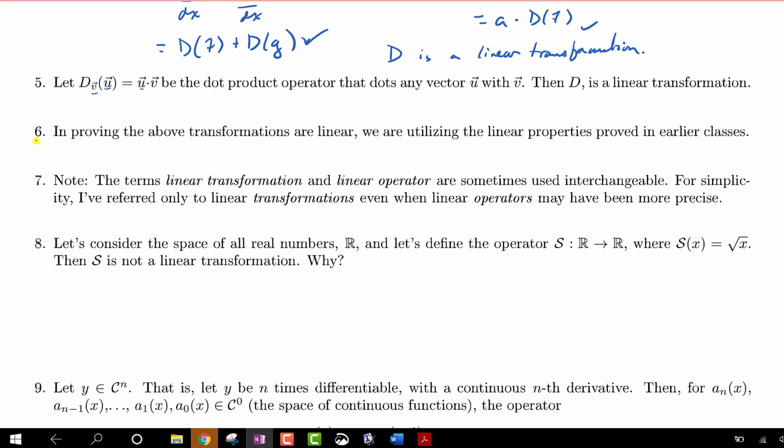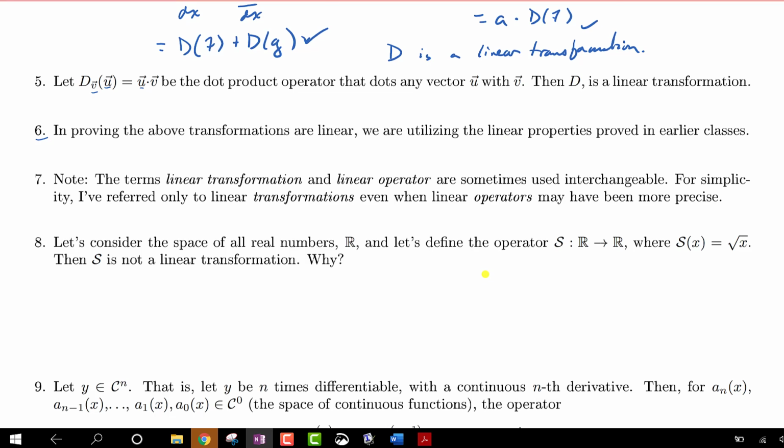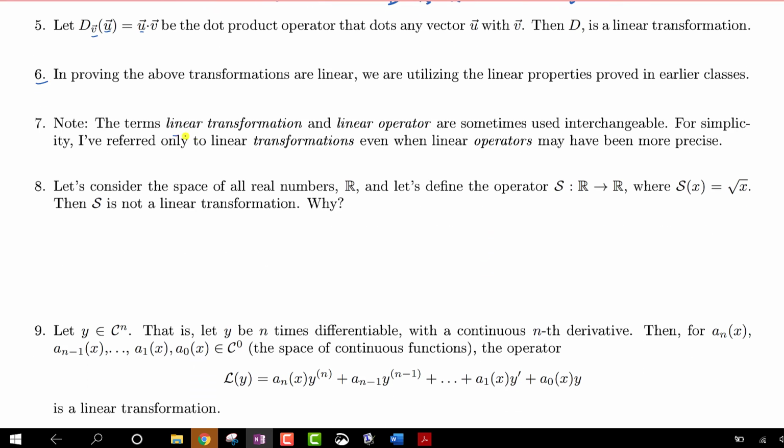Here I make the point that I've made a few times: in proving the above transformations are linear, we're simply utilizing the linear properties that we've proven in earlier classes. The other thing is that the terms linear transformation and linear operator are sometimes used interchangeably. For simplicity, I'm only calling these objects linear transformations, even when the term linear operator may be more precise.